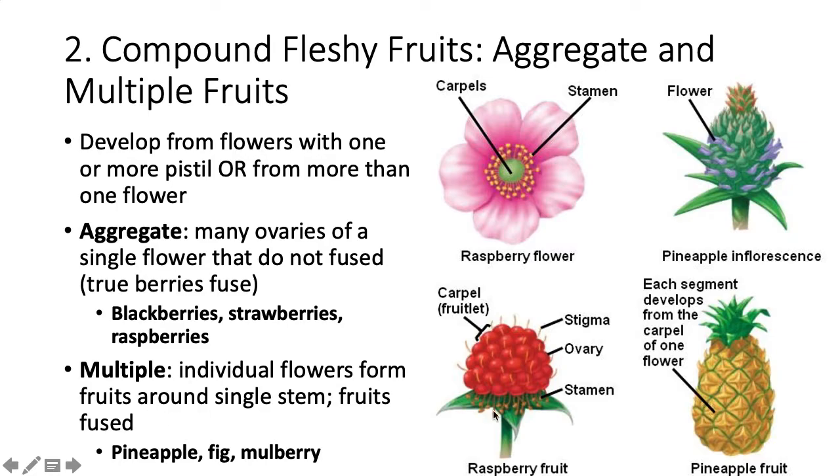Multiple fruits, okay, we're going to have individual flowers form. So here's a pineapple, and you can see all these tiny purple petals or flowers, and then that actually turns into the fruit. Okay. So, pineapple, figs, and mulberries.